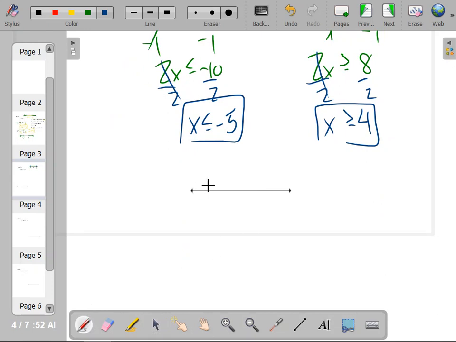To draw that on the number line, I'm going to say negative 5, positive 4. They're both still closed circles. And the numbers less than negative 5 are to the left. The numbers greater than positive 4 are to the right. So that is our or inequality, and that's our answer.